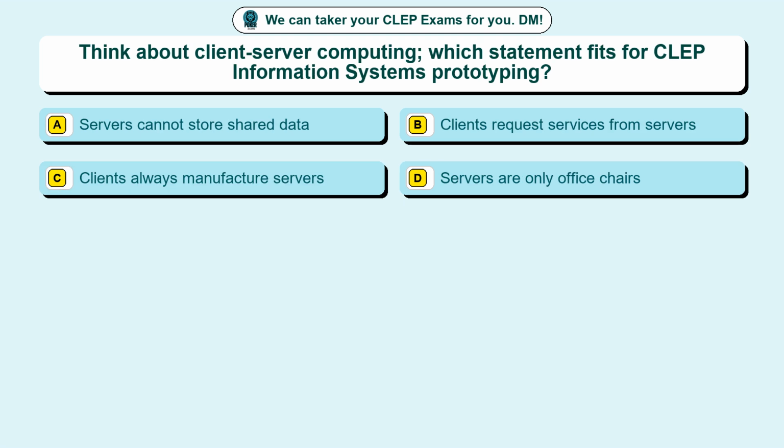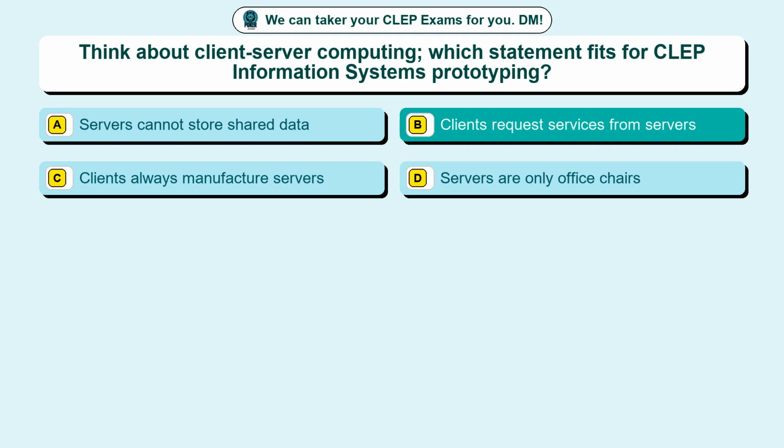Question 58. Think about client-server computing. Which statement fits for CLEP Information Systems prototyping? Option A, servers cannot store shared data. Option B, clients request services from servers. Option C, clients always manufacture servers. Option D, servers are only office chairs. The correct answer is option B, clients request services from servers.